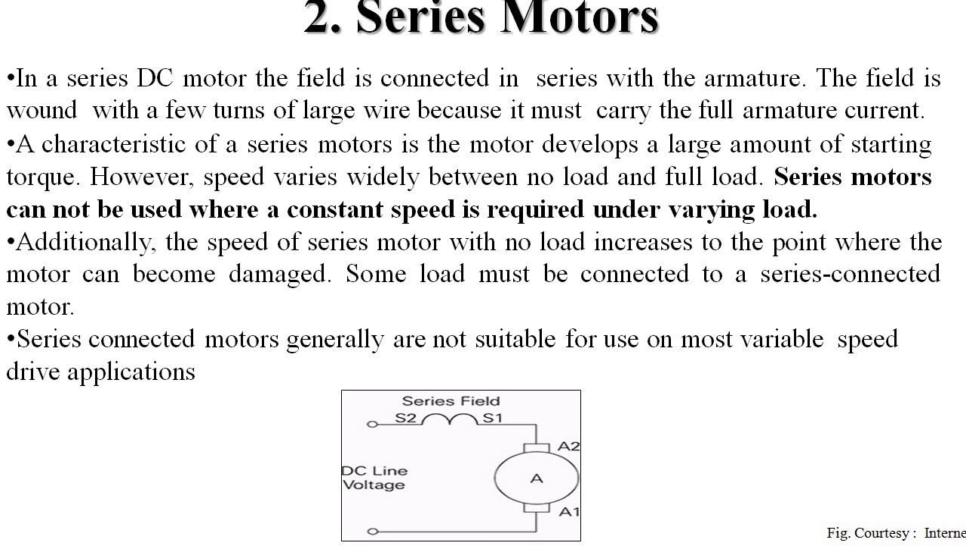Next is series motors. In a series DC motor, the field is connected in series with the armature. So you can see here, this is the armature and this is the series field. That means a coil is connected to the armature in series, and we are providing DC voltage to these two terminals. Now the field is wound with a few turns of large wire because it must carry the full armature current.